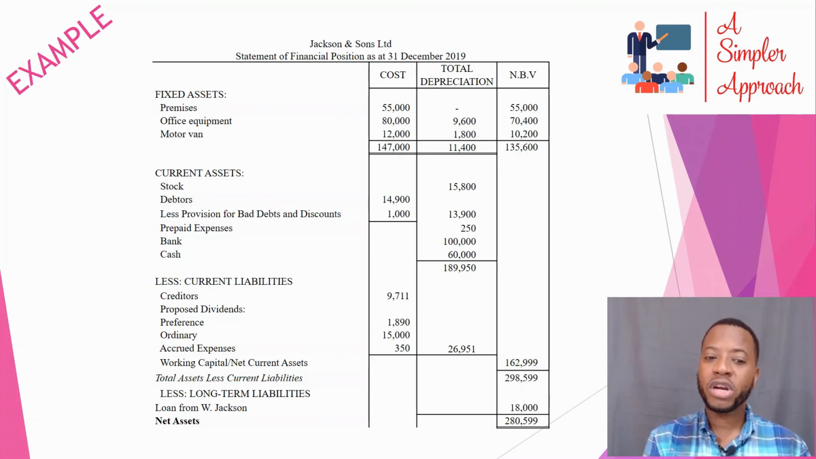We've calculated our working capital, which is the same thing as our net current assets. We've added that amount, which is 162,999, to our fixed assets of 135,600, and we've gotten total assets less current liabilities of 298,599. Then we have subtracted our long-term liability, which brings it down to 280,599. All right, that's cool. You're supposed to know that part already.